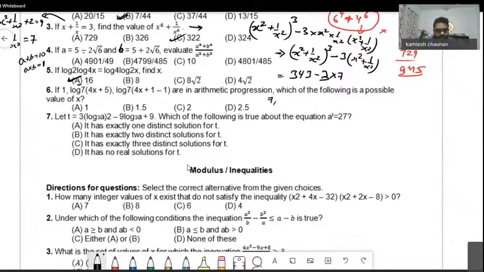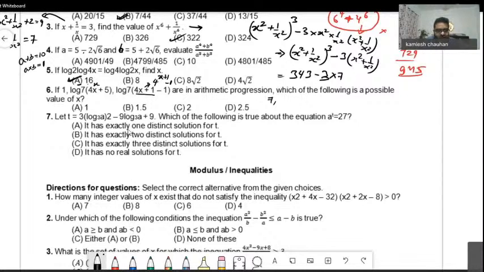Wait a second, question number 6. Okay, there is some mistake here, everyone. I'll just write it. This is 4 power x plus 1, that is what I was thinking, and this is 4 power x. I'll change the sheet and send it across.